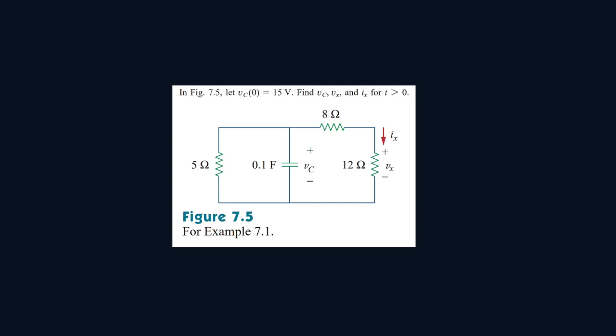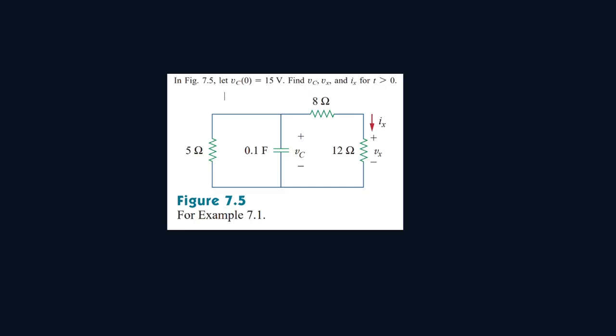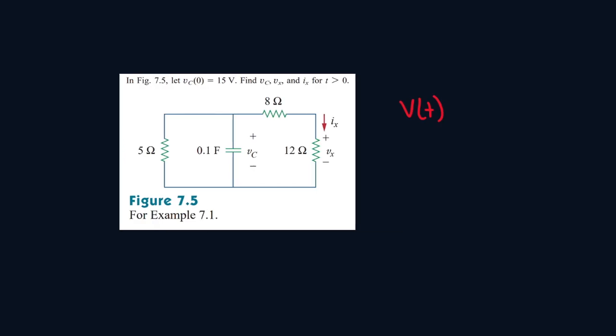Okay, so for the following circuit, we have to find VC, Vx, and Ix when time is greater than 0. But we're told that VC at 0 is 15 volts. So let's find an equation to represent VC. But first, I'm going to show you this. For first order circuits like this, it's going to be in this format.